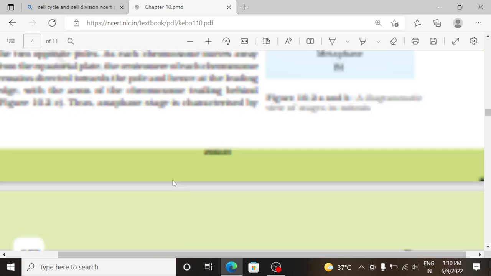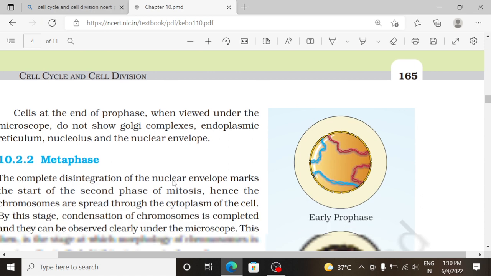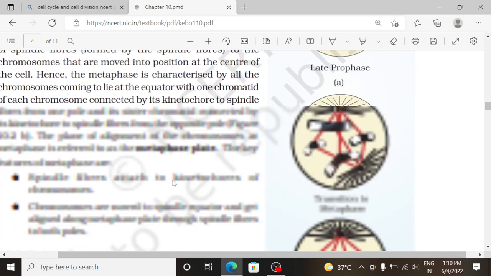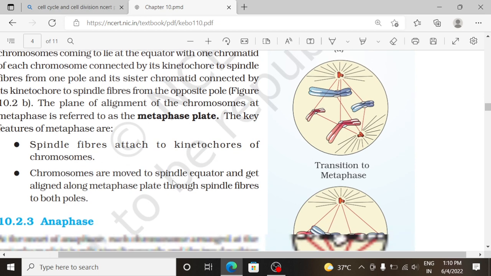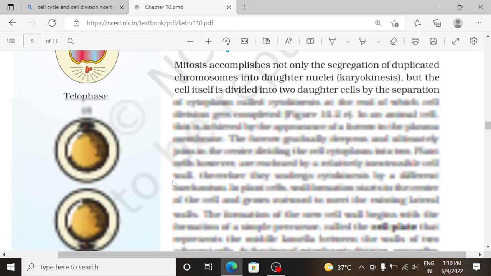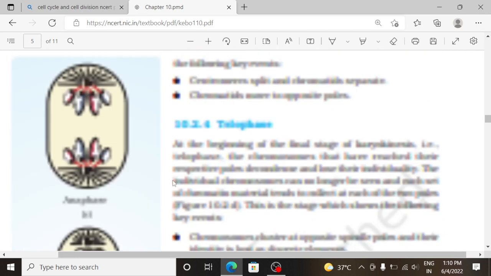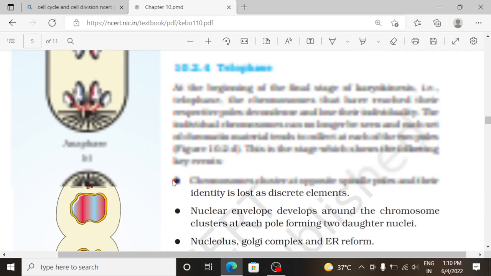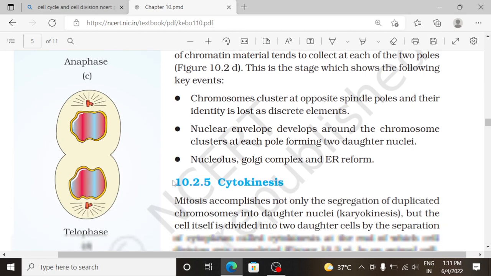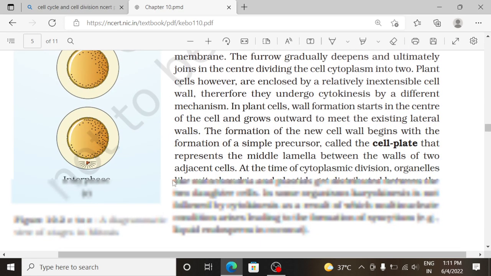Here we can see the diagrammatic view of stages in mitosis. So these are the stages in mitosis. First stage is prophase, then late prophase, then transition to metaphase, then the stage is metaphase. Then anaphase, then telophase, and then interphase.